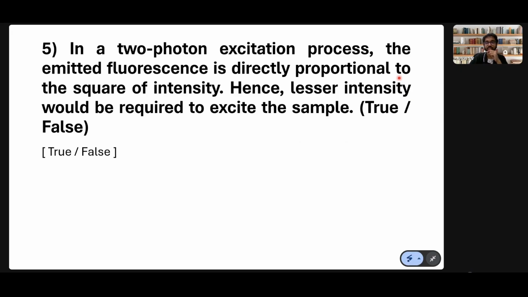So the fifth question is actually a continuation of your fourth question. In a two-photon excitation process, the emitted fluorescence is directly proportional to the square of intensity, which is actually true. Hence, lesser intensity would be required to excite the sample, which is actually false, because as I said in the previous question, the probability of two photons exciting the same molecule is less. So you need more photons. So more intensity should be required to excite the sample. So the answer is false.